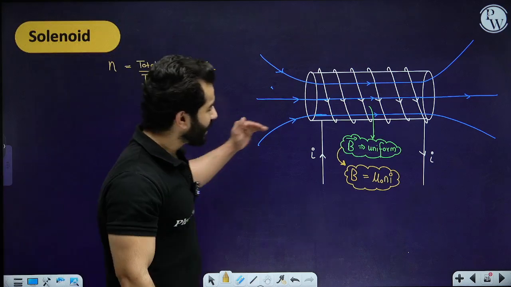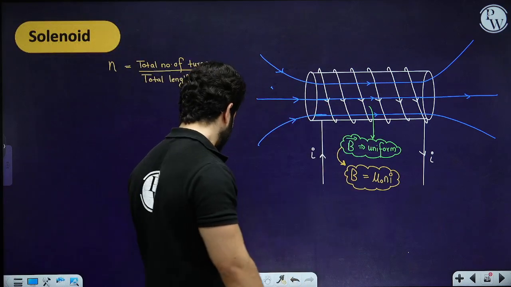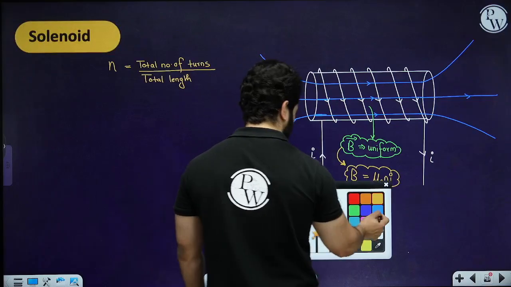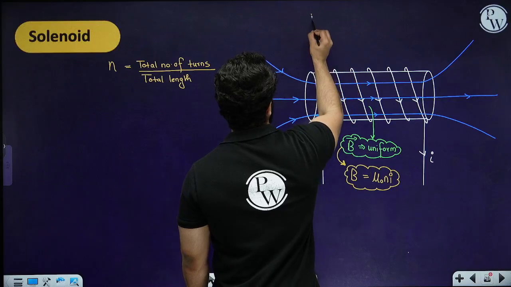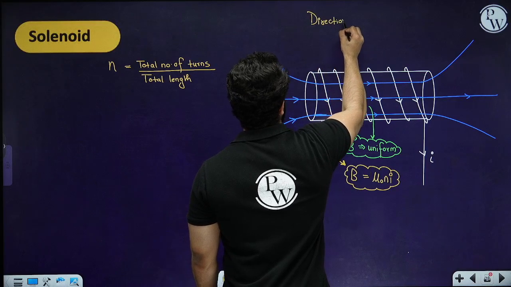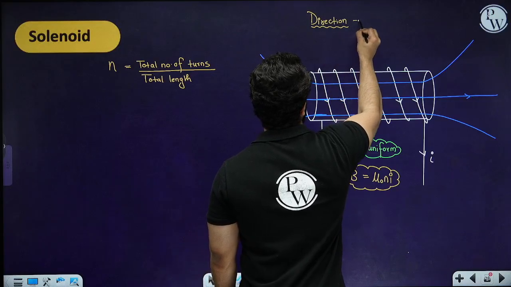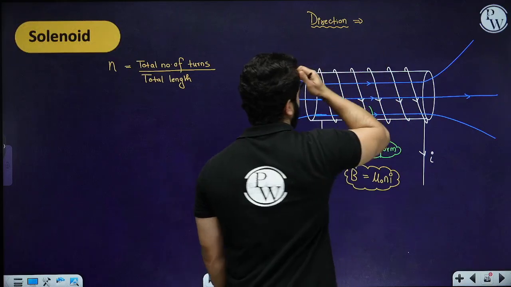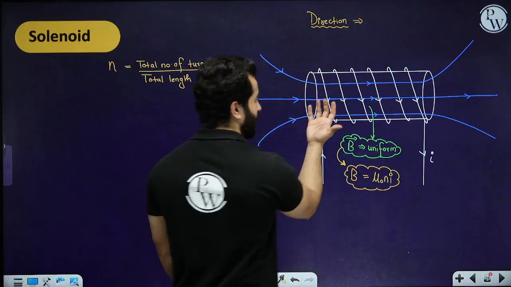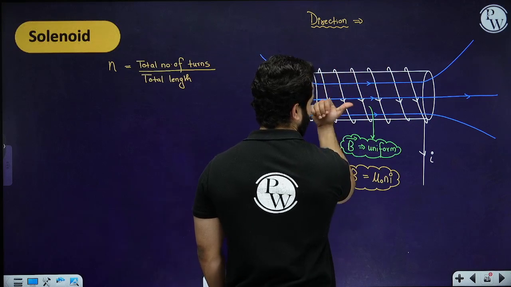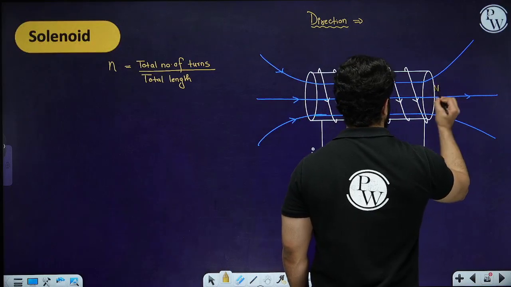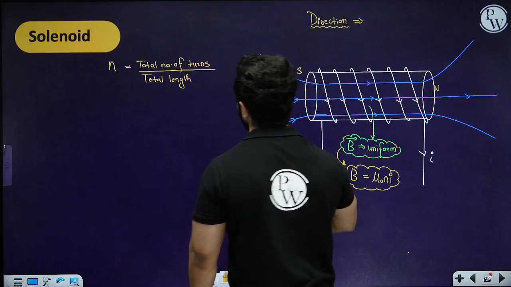And why is the direction of magnetic field something like this? That is something important. The direction of magnetic field is found out by something known as the clock face rule. You hold this solenoid with your right hand such that fingers are in the direction of current. So the thumb is going to tell you the direction of north pole. This is going to be the direction of north pole. This is going to be the direction of south pole.